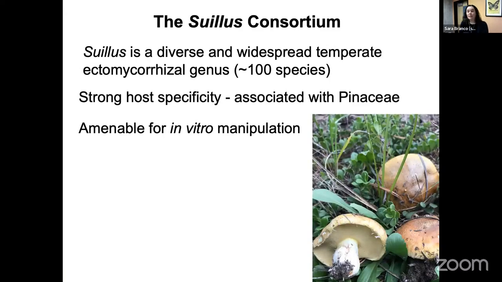And why Suillus? As I just told you, it's a group that is actually very amenable for in vitro manipulation, which makes it powerful for testing hypotheses. But it also is a diverse genus and widespread in temperate forests, and it has around 100 species. And it shows actually very strong host specificity, which is not common in mycorrhizal fungi, at least in ectomycorrhizal fungi. It's mainly associated with Pinaceae.